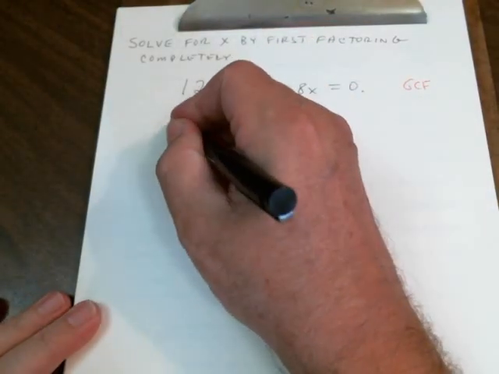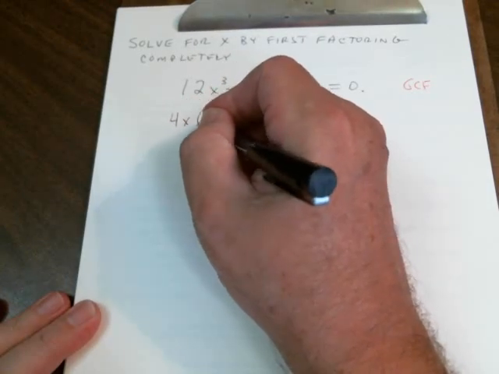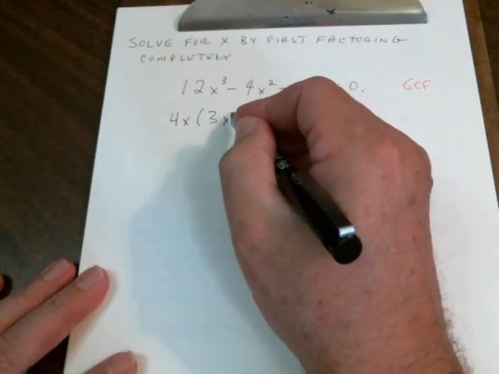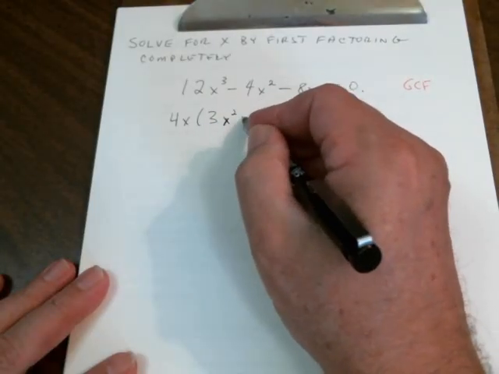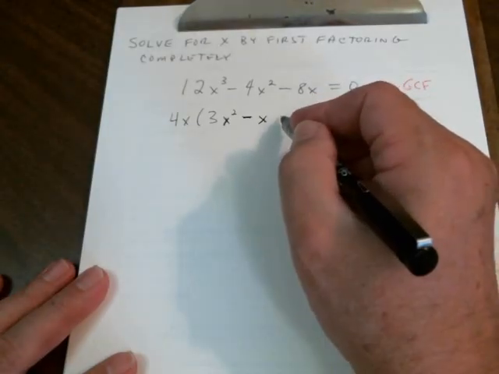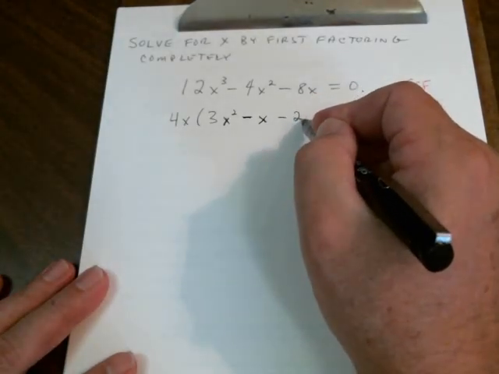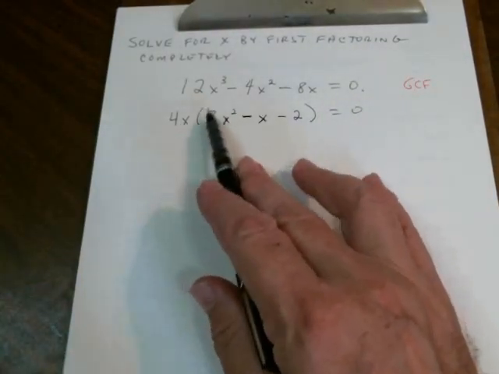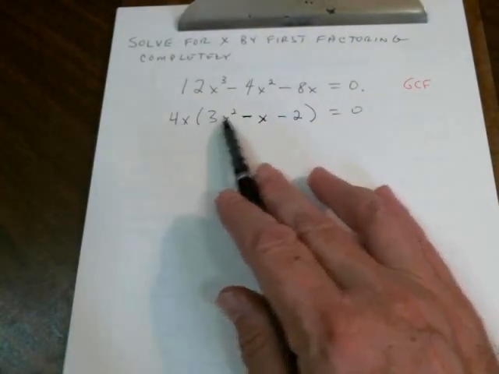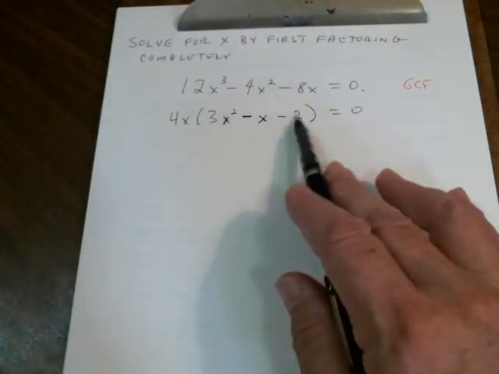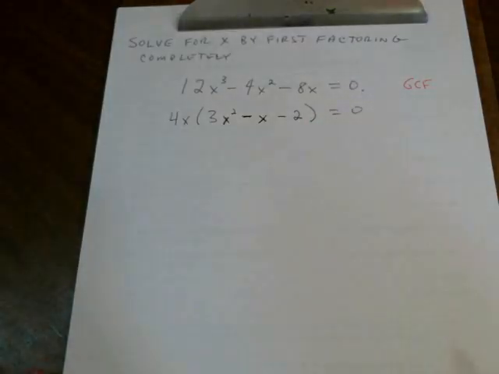With that in mind, we're going to factor out 4x, put it off to the left. Let's see, I believe that leaves a 3x squared minus x, 1x, and minus 2. Close parenthesis equals 0. Make sure I'm happy with that. 4 times 3 looks good. 4 times 1, x squared. 4 times negative 2. Oh, I think we're good.